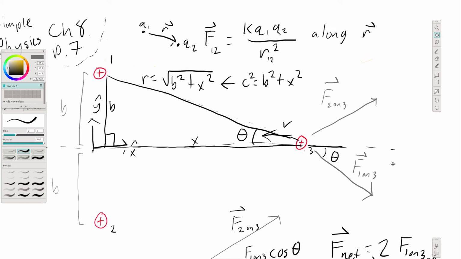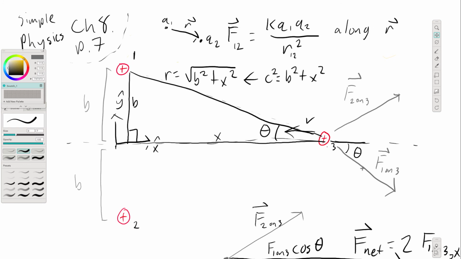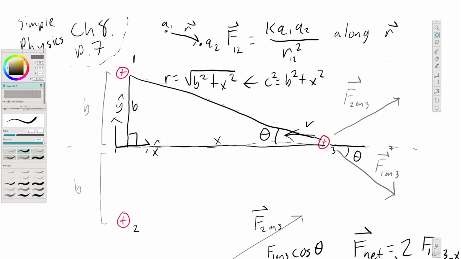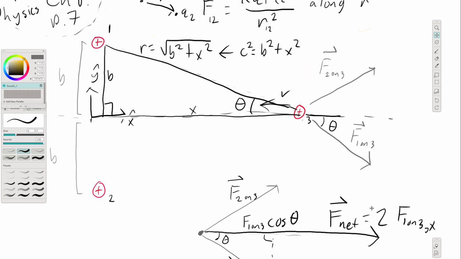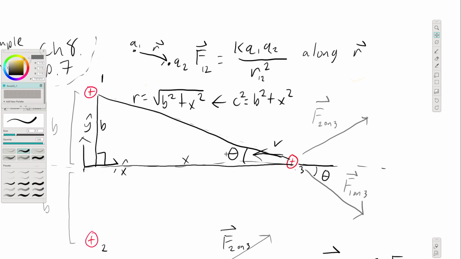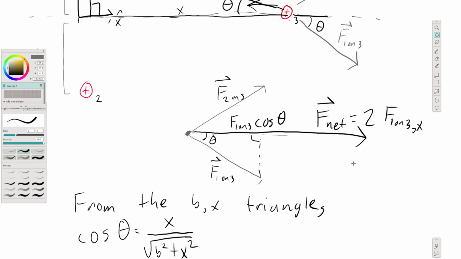So to recap, in this problem, we very carefully drew all of our triangles. We said we're going to be dealing with Coulomb's law, so we know that our F2 on 3 and F1 on 3 are symmetric. They're just mirror images over this axis, and their y components cancel out, so we just get an x component in this direction. We fiddle around with the geometry, figuring out that our cosine of theta can be related to our b squared and our x squared, giving us our total F net.